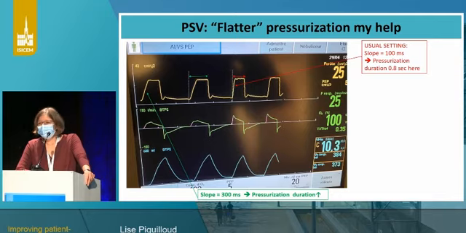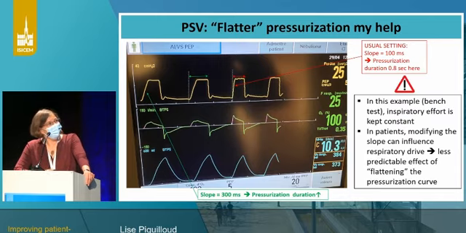It's very easy to see that pressurization here lasts longer than here. But this is true only if the intensity of the effort doesn't change. This is the case here because this was recorded on a model, on a bench test, with exactly the same effort. And if you have the same effort, you can increase the pressurization time by choosing a longer slope value.